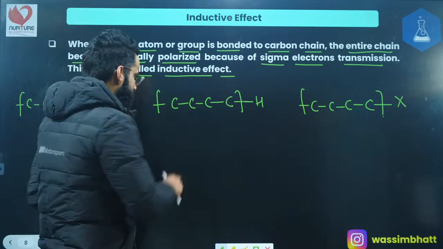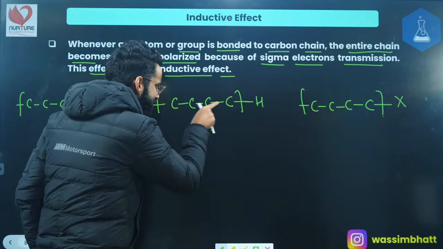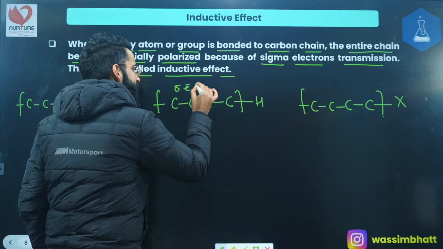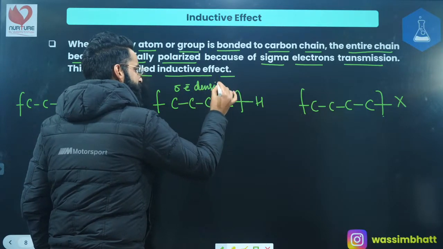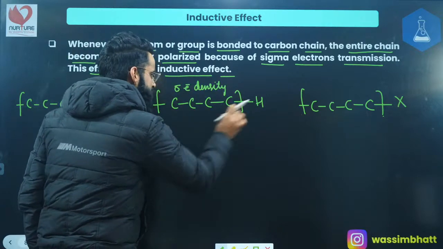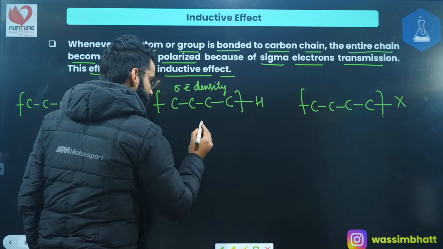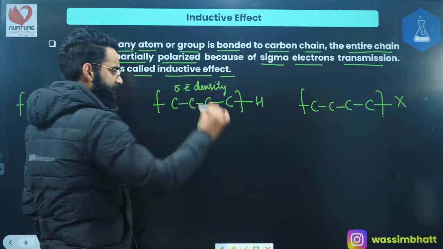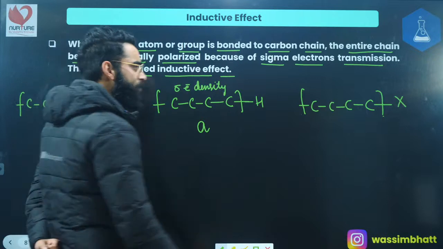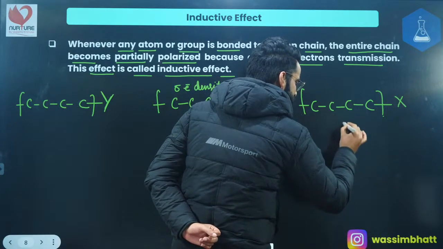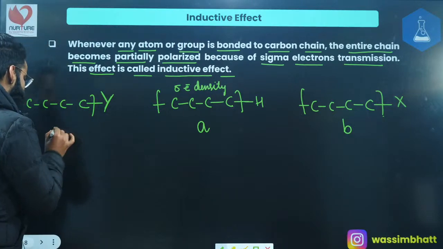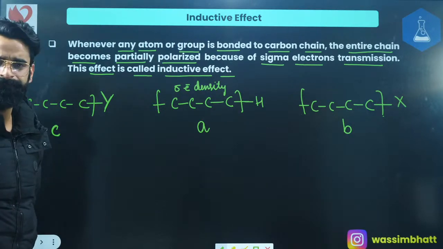Let's assume, first of all, everywhere in the chain you have got the sigma bonds. So in the chain, you have got sigma electron density. Let's say the sigma electron density in this chain particularly is equal to A. This A represents the sigma electron density in the chain. Let's assume the sigma electron density in this chain is represented by B. Let's assume the sigma electron density in this chain is represented by C.